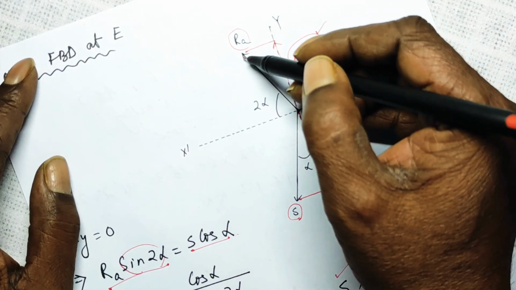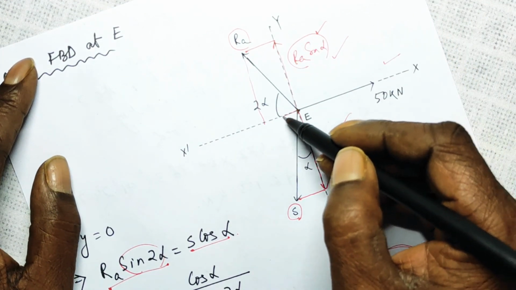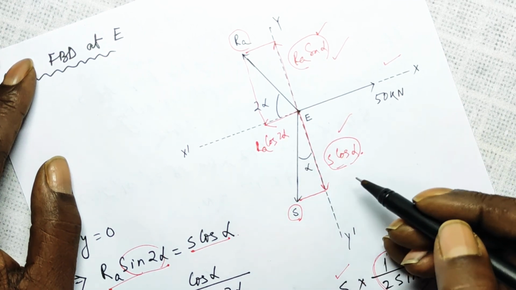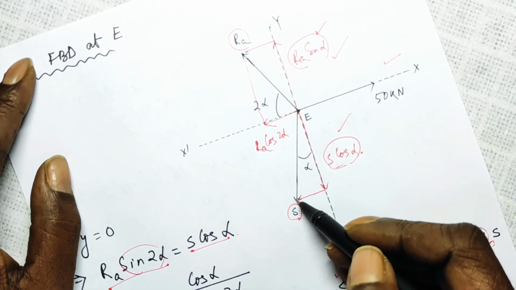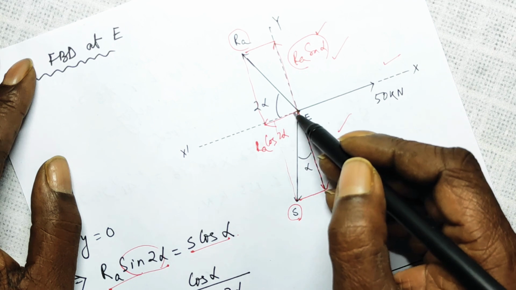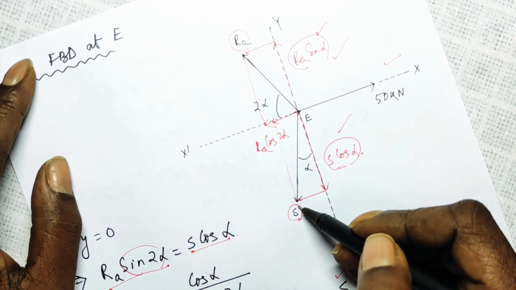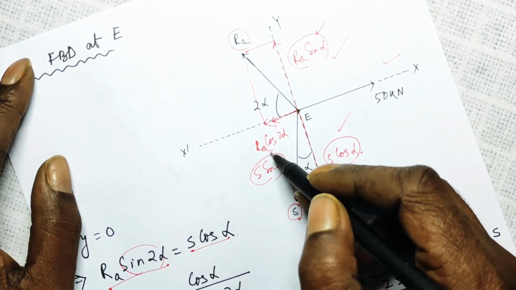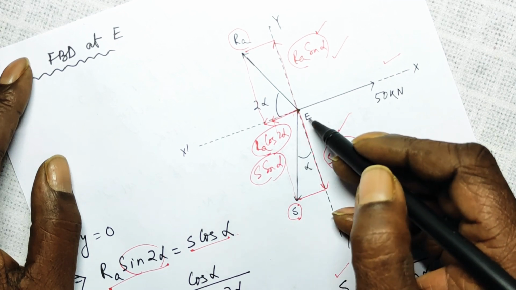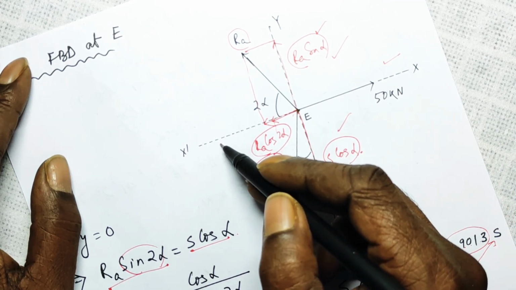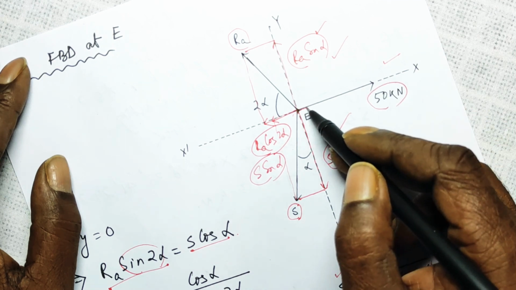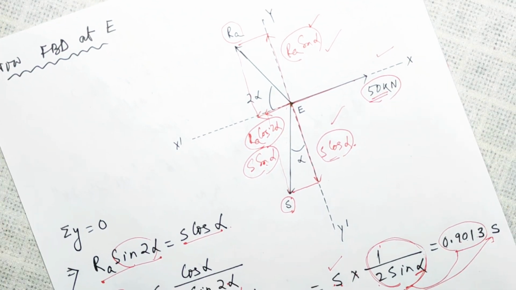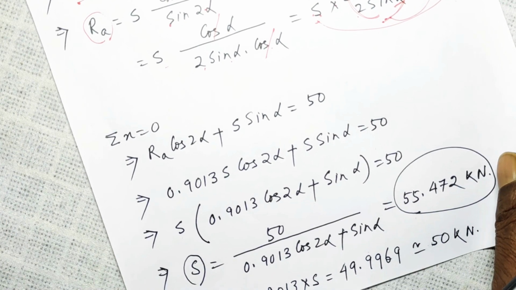Now apply sigma x is equal to 0. Now how to apply sigma x is equal to 0? If you drop a perpendicular here, this length will be your RA times cos of 2 alpha. And if you drop a perpendicular from here, this length will be S times sin alpha. S times sin alpha and RA times cos 2 alpha are pointing in the negative x-axis, and 50 kilonewton is along positive x-axis. So the sum of these two must be equal to 50 kilonewton for sigma x to be 0. So that is what I have done.